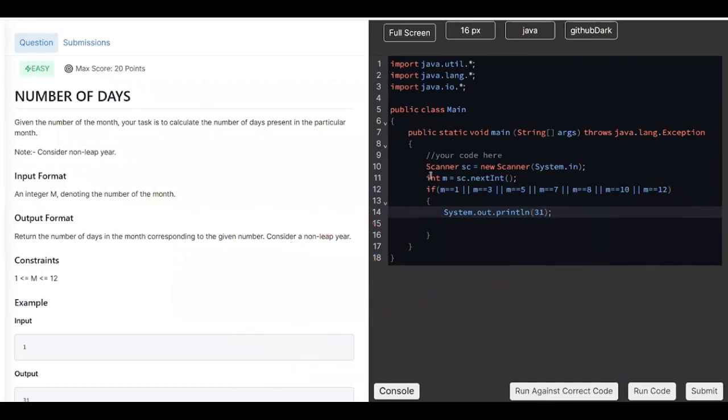So see guys, first you get an input, then you will check. Is m equal to 1? No. Is m equal to 3? No. M equal to 5? No. M equal to 7? No. If any one of these conditions become true, then the output of the logical OR will be true. So I will enter inside this if block and I will print 31.